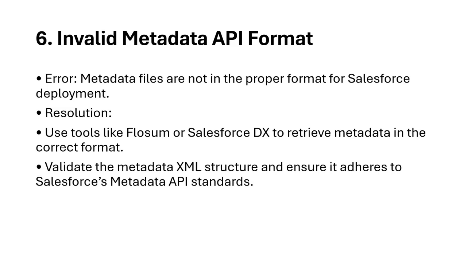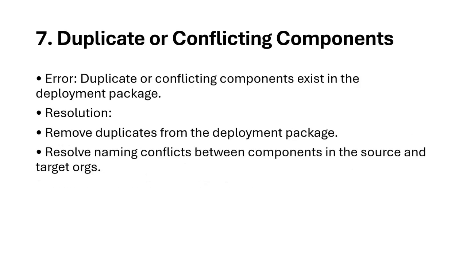And the next one we have is invalid metadata API format. This error usually comes when the metadata files are not in the proper format for Salesforce deployment. To resolve this issue, if you're using tools, you take help of those tools to retrieve metadata in the correct format, validate the metadata XML structure, and ensure it adheres to the Salesforce metadata API standards.